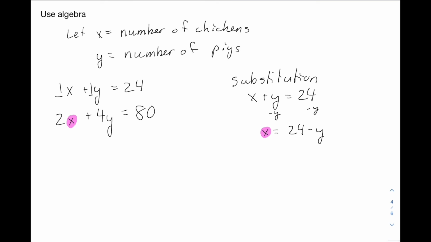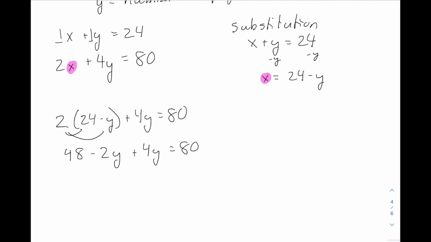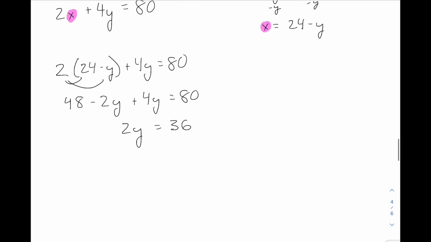So here I recopy my equation down. I replace that x with 24 minus y. I can use the distributive property right here. 2 times 24 is 48. And we have minus 2y plus 4y equals 80. I'll combine like terms, which means I'll group my y terms together. Negative 2y and positive 4y gives me 2y. And I can subtract 48 from each side. Let's see, that'll give me 36. Now I'm going to divide by 2.